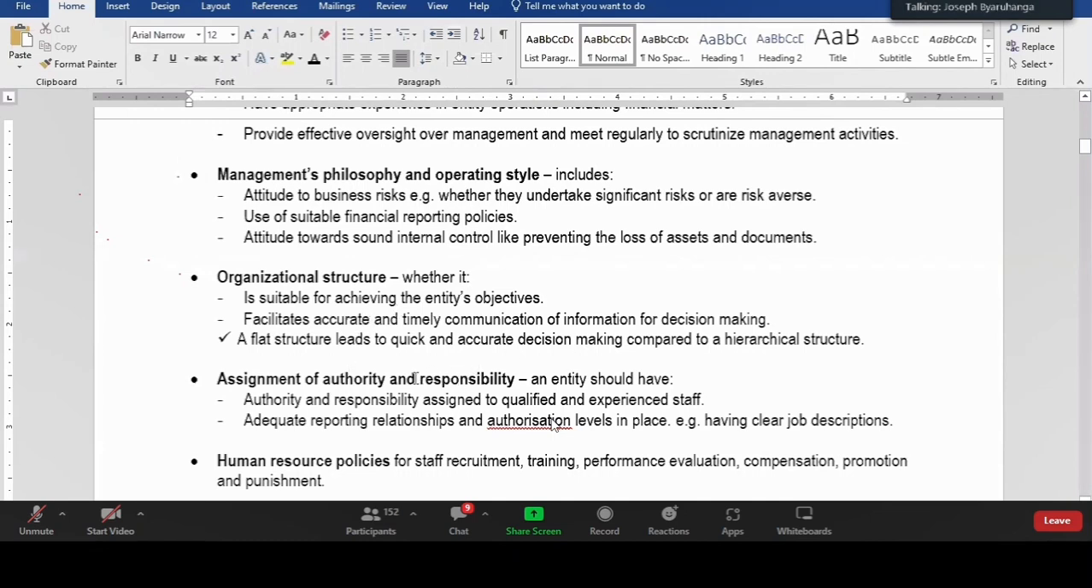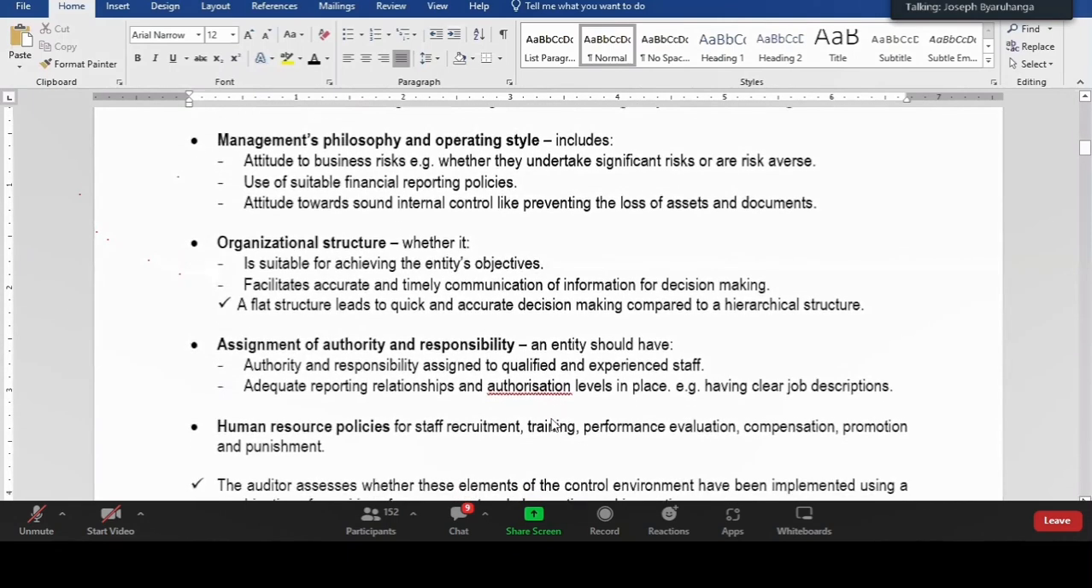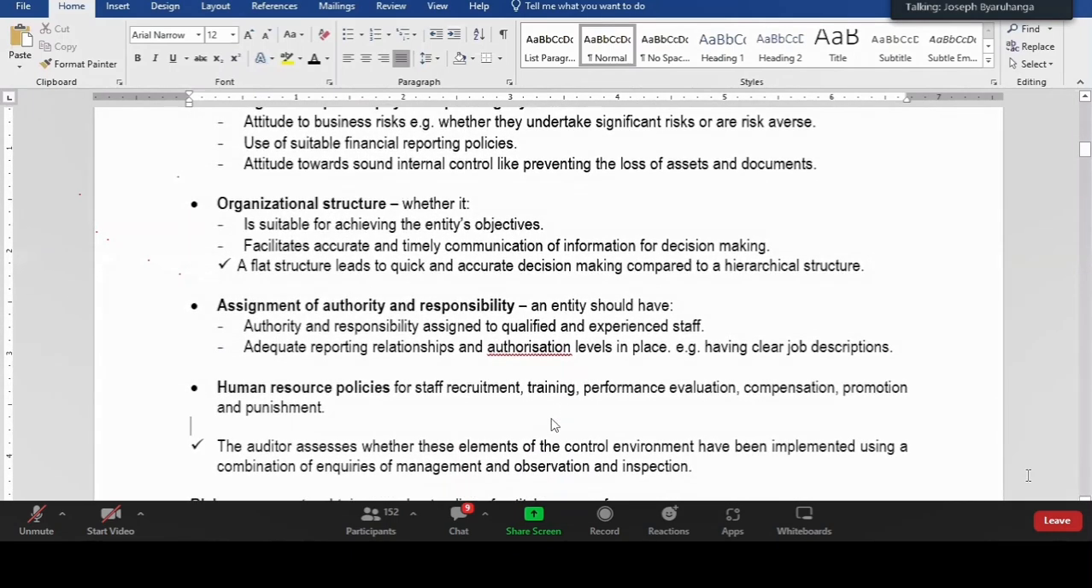Now, assignment of authority. Do we have schedules of duties? Do people know what they are supposed to do? And job descriptions. And then human resource policies regarding recruitment, training, performance evaluation, compensation, promotion, and punishment. So all this is what constitutes the control environment.